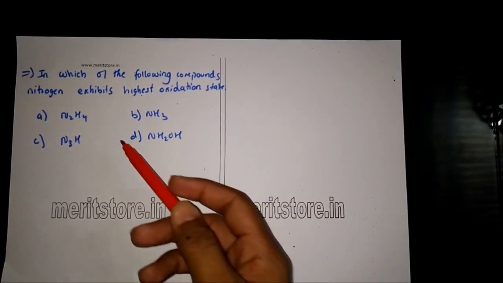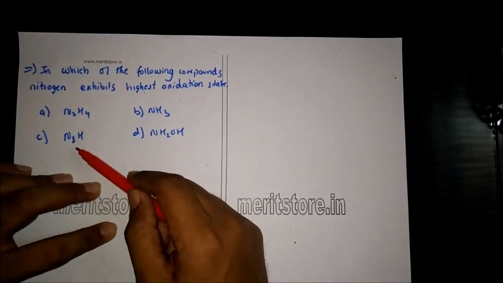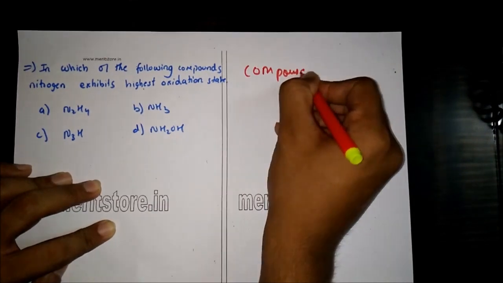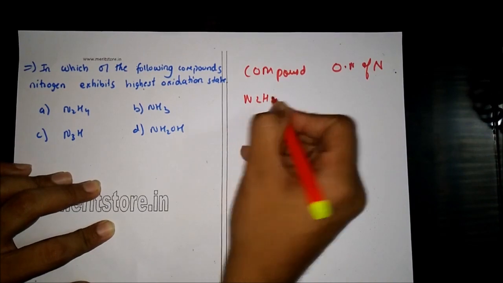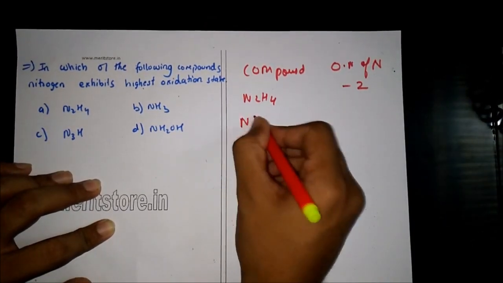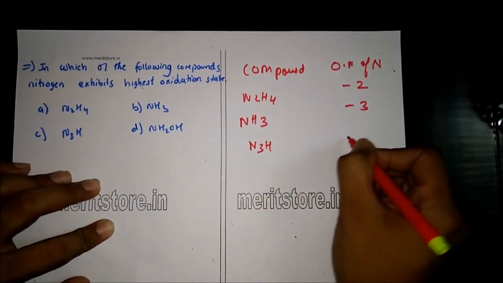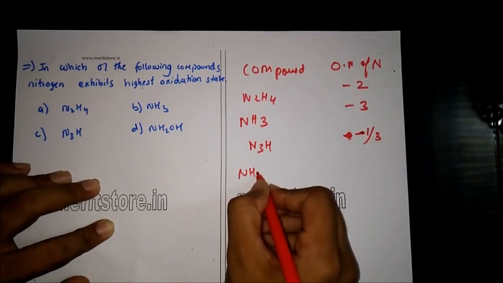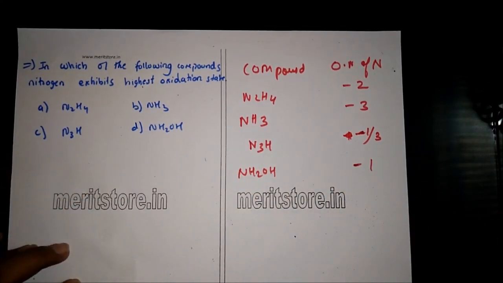In the following compounds, nitrogen exhibits highest oxidation state: A N2H4, B NH3, C N3H, or D NH2OH. Now let's look at all the compounds and the oxidation states. Compound and oxidation number of nitrogen. In N2H4 the oxidation number of nitrogen is -2. In NH3 the oxidation number of nitrogen is -3. In N3H the oxidation number of nitrogen is minus 1 by 3, and in NH2OH the oxidation number of nitrogen is -1. Therefore nitrogen exhibits highest oxidation state in option C, which is -1 by 3, which is the correct answer.